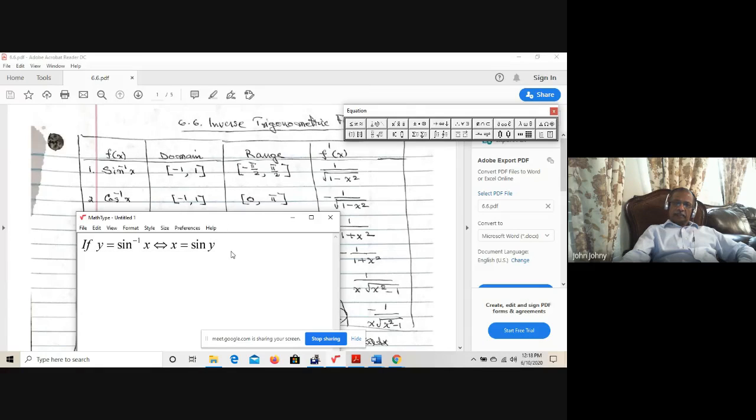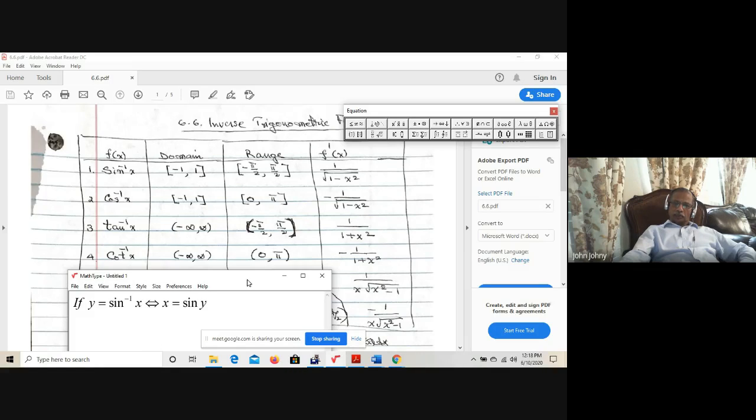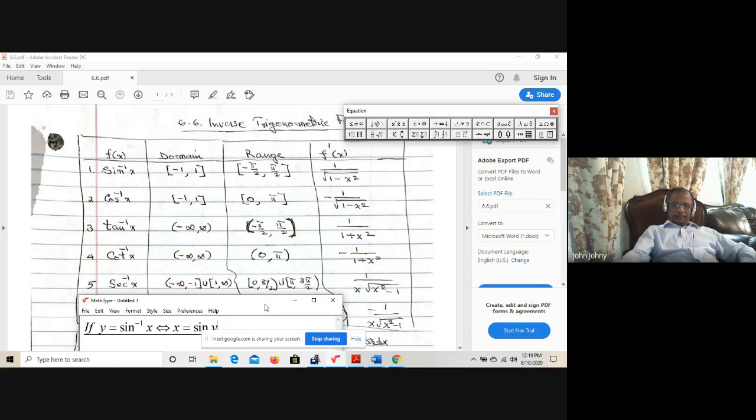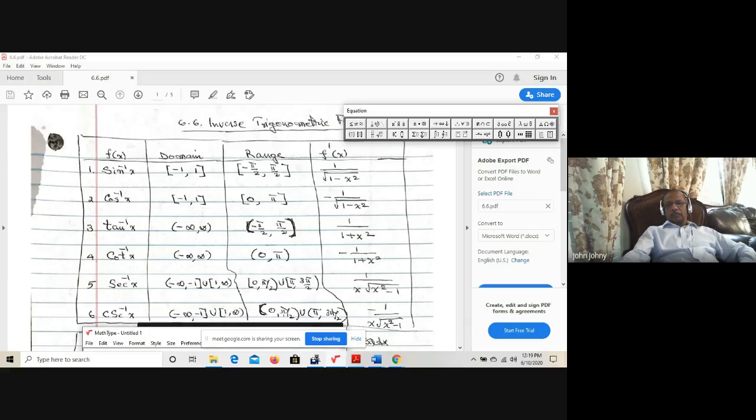And then you have tan inverse x. For tan inverse x, the domain is -infinity to infinity, and the range is -π/2 to π/2. And then cot inverse x, that is -infinity to infinity, with range 0 to pi. Then secant inverse x and cosecant inverse x, I'm skipping the domain and range because they do not play a very important role in calculus.